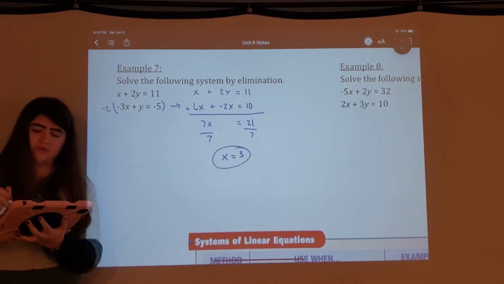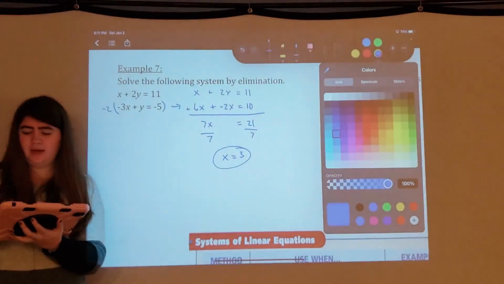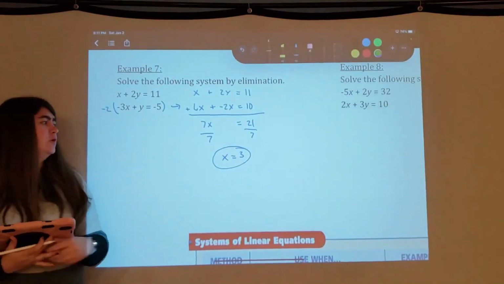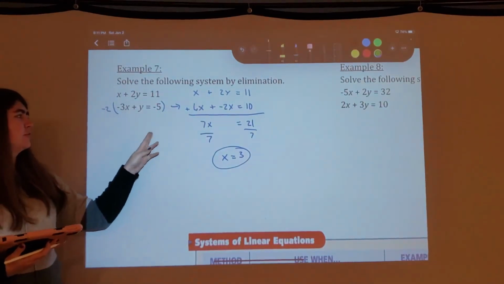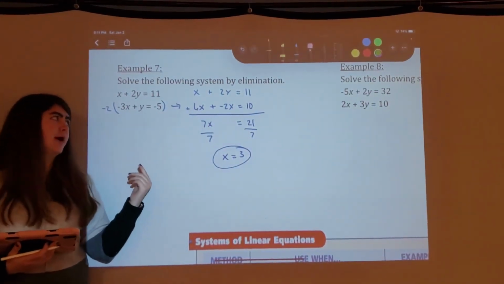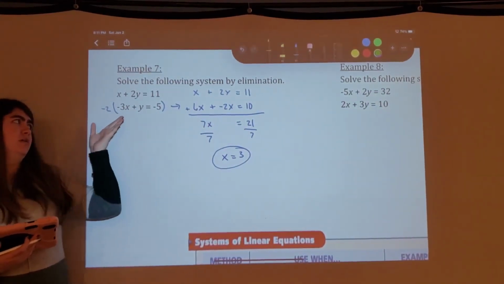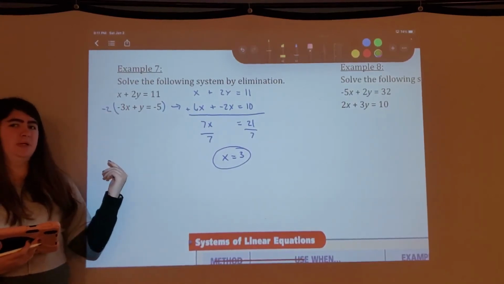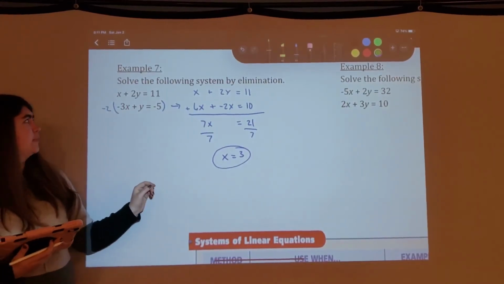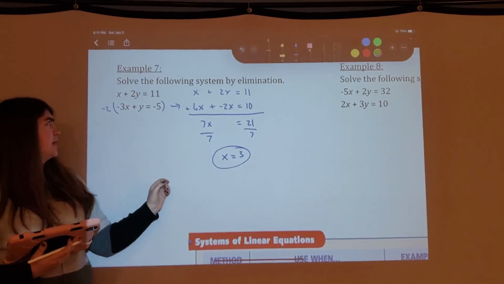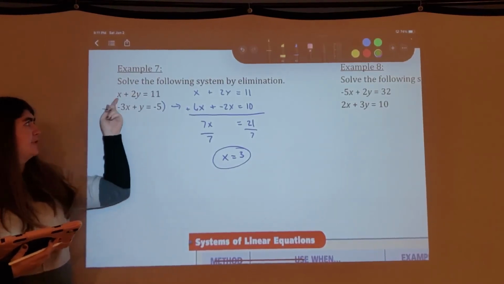So there's my first equation. Now I'm going to take that and plug that into one of these two equations. You really could use the one that we multiplied by, but this is the reduced form, so that would be easier to work with. I'm just going to plug it into the first one.